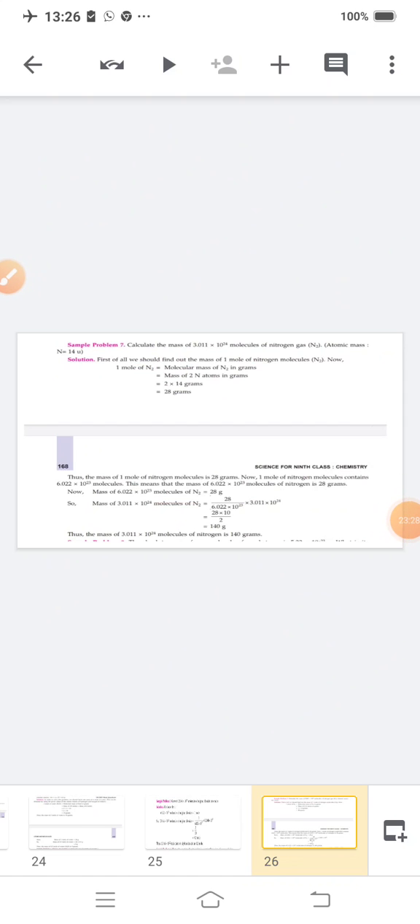Now calculate the mass of 3.011 into 10 to the power 23 molecules of nitrogen. Same, I don't have much to explain. First, what will you find? You will find the molecular mass. After that, you know that 6.022 into 10 to the power 23 molecules is equal to the molecular mass, that is 28 gram. Multiply this and you will get the answer.